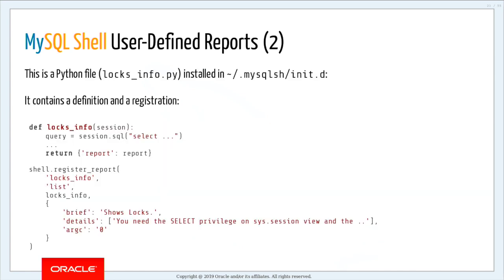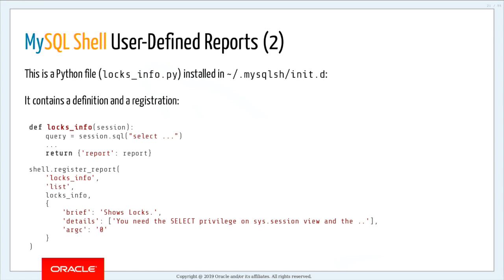So here we do that. You can write this report in Python or in JavaScript. You have to install them in your home directory, in the MySQL sh init.d, on the client where you are using the shell. And this is, for example, what a report contains. You have the definition of the function that you want to do, and you do select, blah, blah, blah, whatever you want, all the joins you want, and it will return something. And then you have to register the report to the shell, and you will be able to use it like that. So it's very handy.